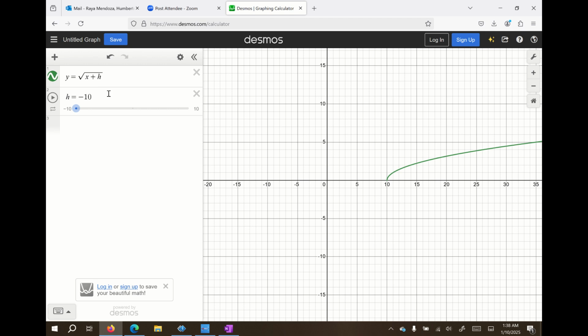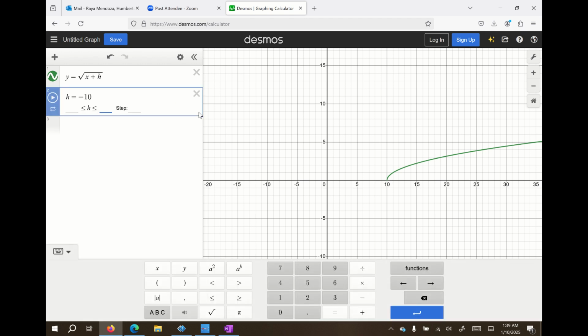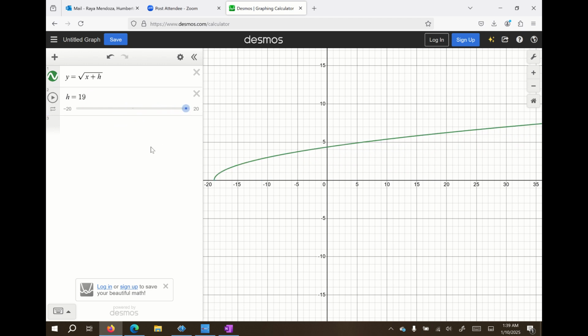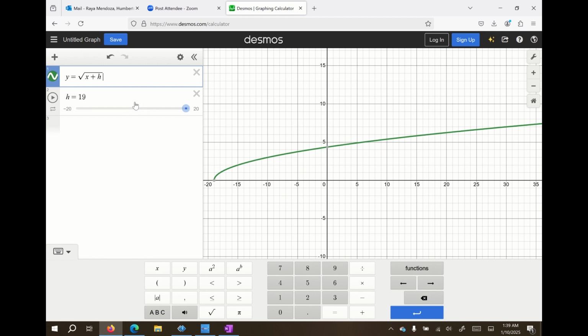If you needed to manipulate this over a different range of h's, you can go down here to these numbers and click on them. Maybe you need to have them go as low as -20 and +20, and to go by increments of 1 unit at a time. You can do that. You can have more than one slider.